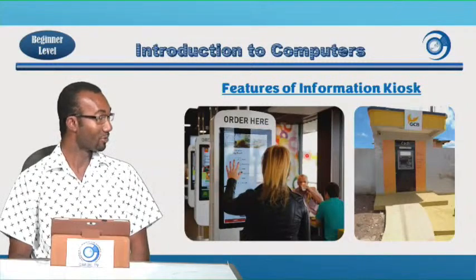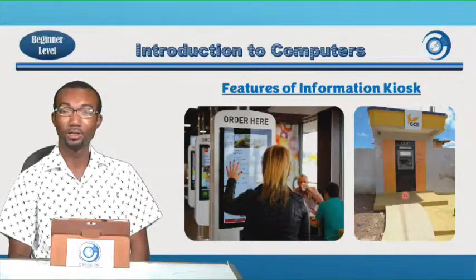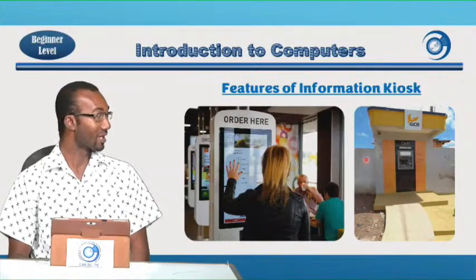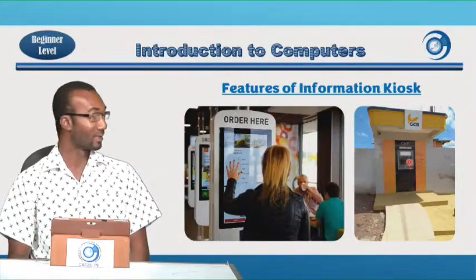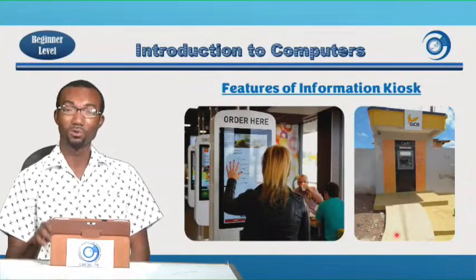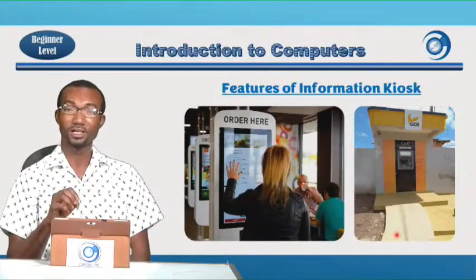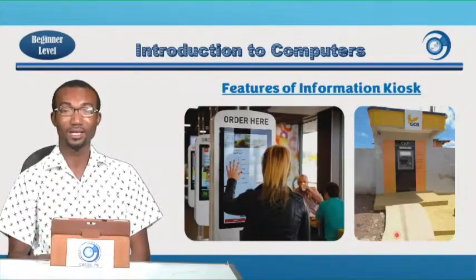As you see an example here, this is an example of a restaurant. You see a man here taking a sip of a drink. So this is used indoors. The same way you can have another one used outdoors, like this GCB ATM you see here. This is used outdoors, just like the other banking ATMs that we know. So when you talk about information kiosks, some can be used inside or outside a building.